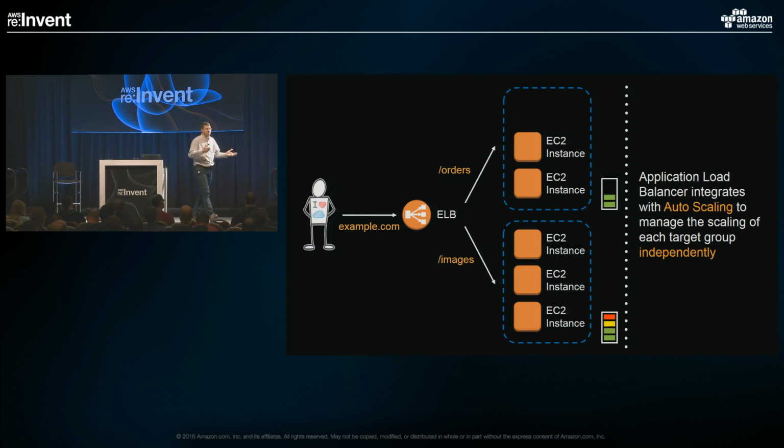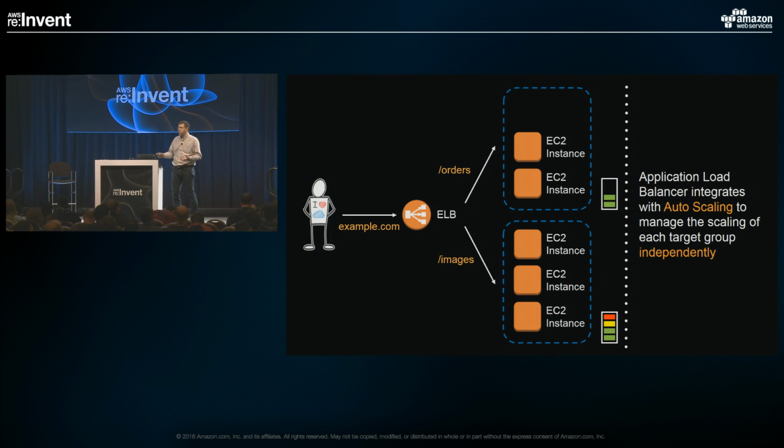It obviously makes sense given that you've got different applications hosted behind your load balancer. They're doing very different things. Your orders could get a lot less traffic than your images. You could see spikes on the different ones. You want to scale them independently. So if you use application load balancing, auto scaling can scale the applications independently, right? Different target groups.